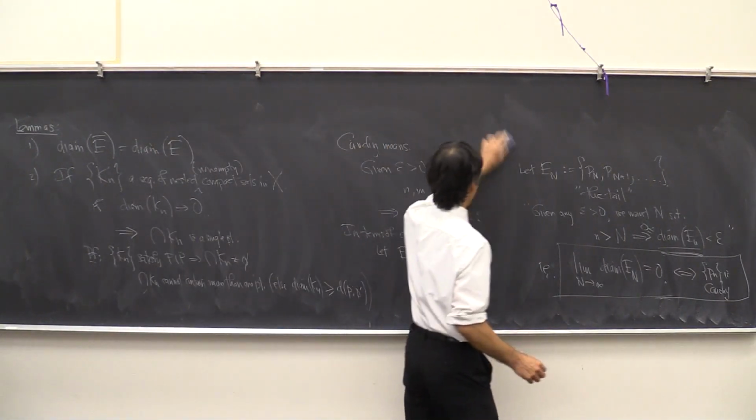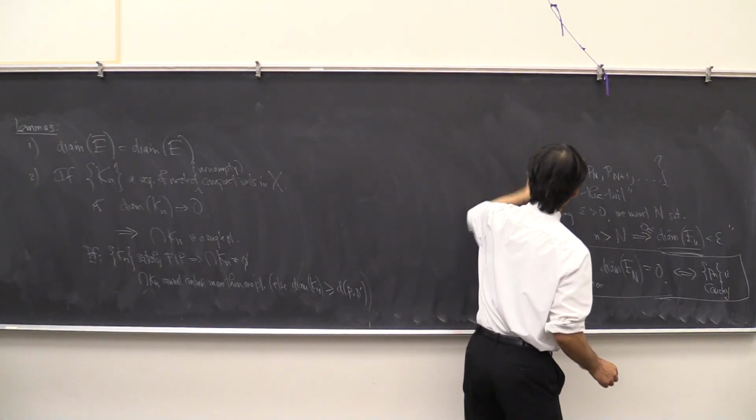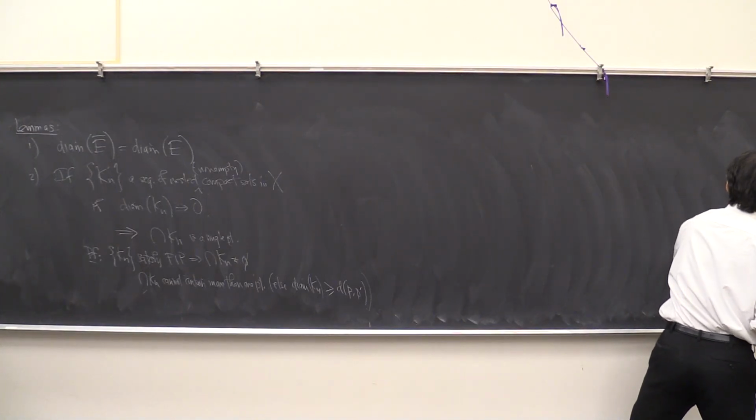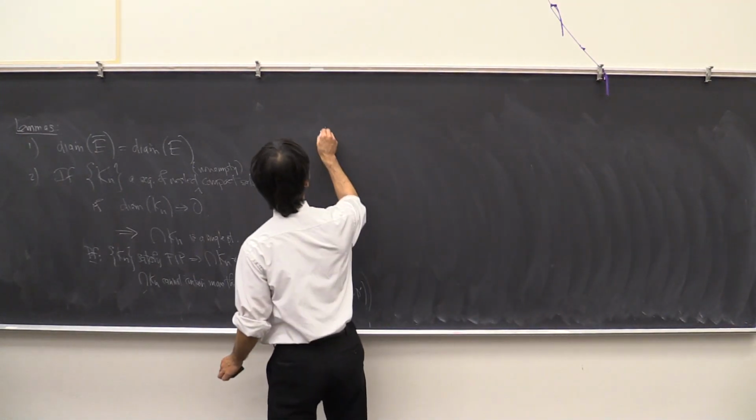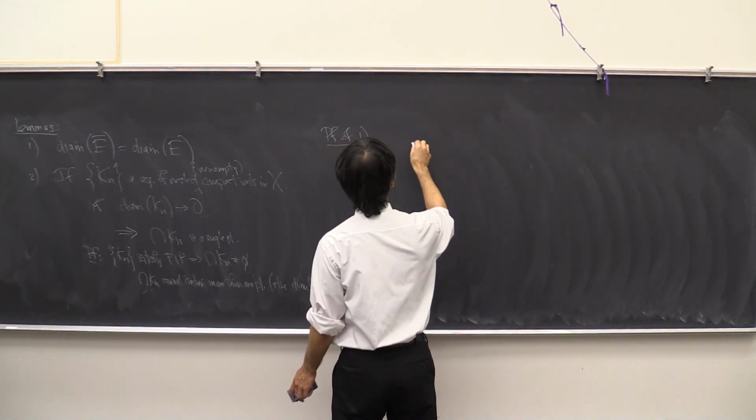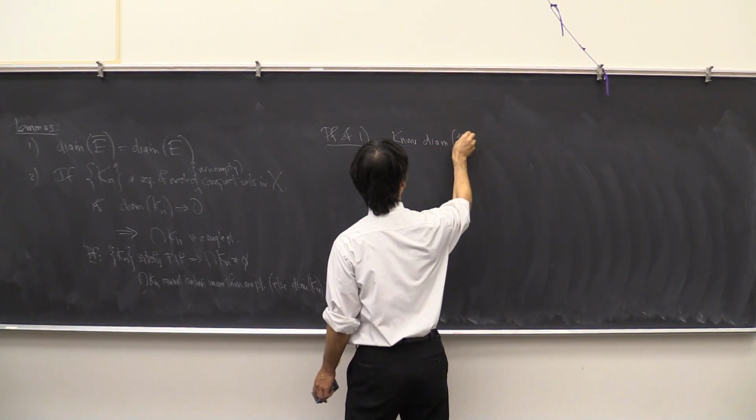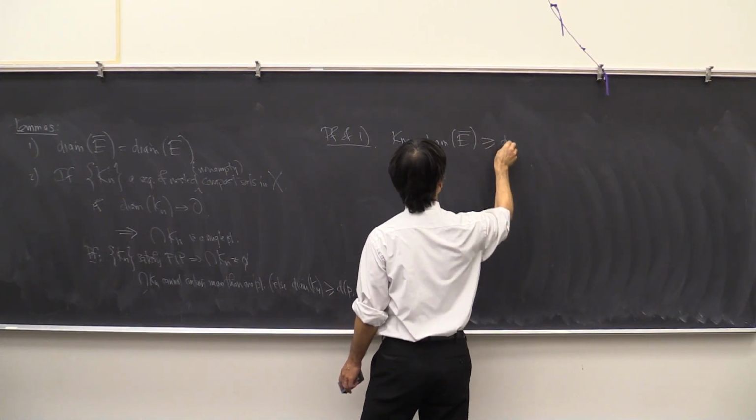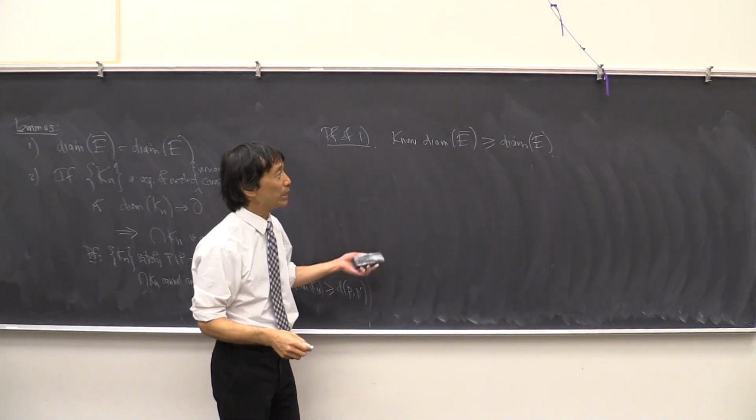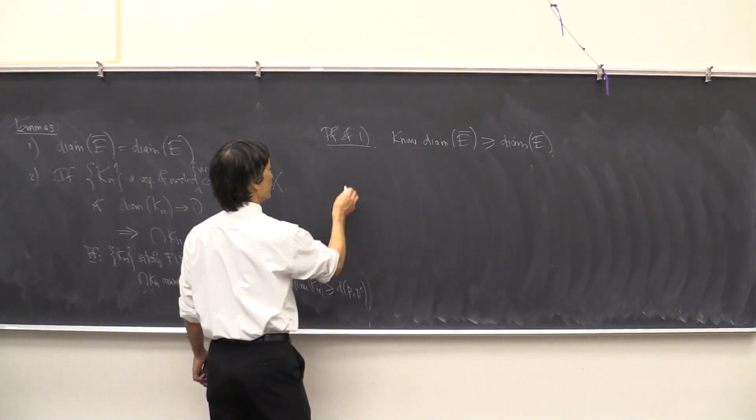Okay. Let's do the first one. That the diameter of the closure equals the diameter of the set itself. Proof of 1. Okay, so you already know that the diameter of the closure is bigger than or equal to the diameter of E. Right, that's for sure, because every pair of points in E is a pair of points in E bar. Right, so you need to show the other direction.